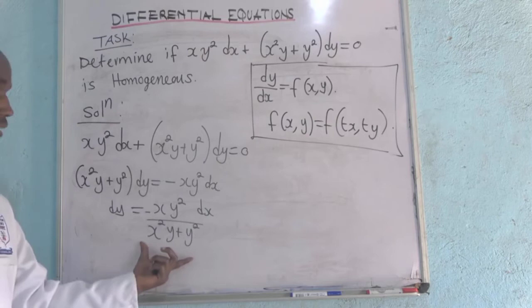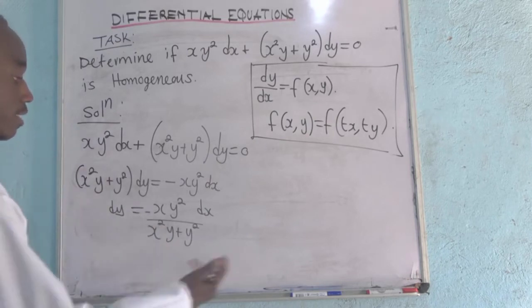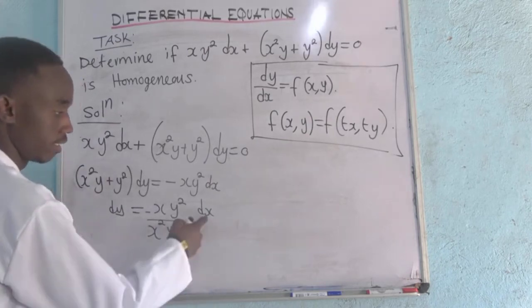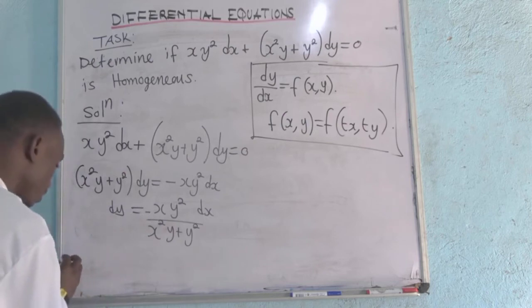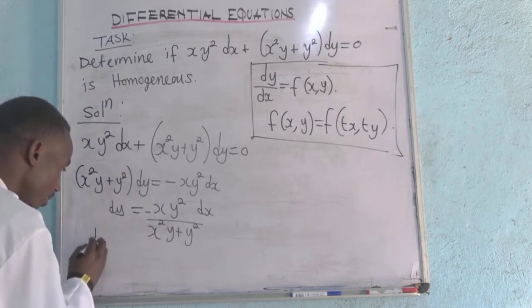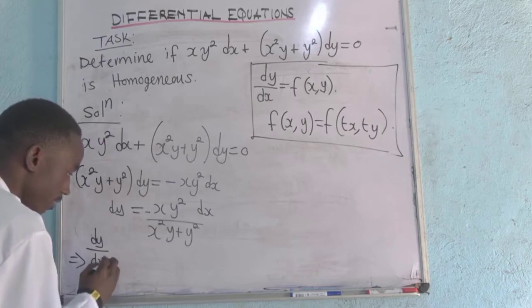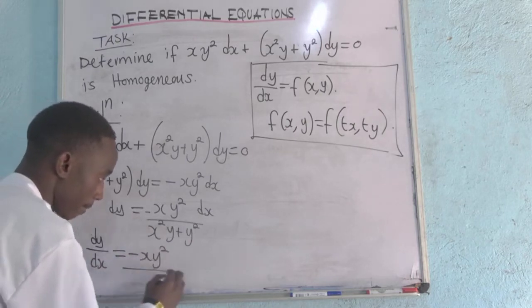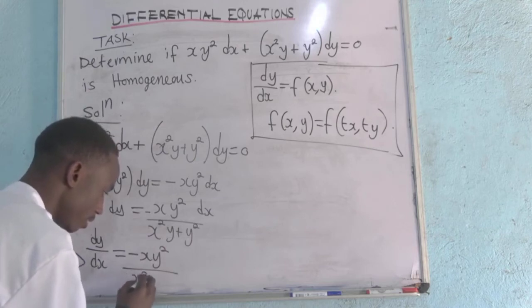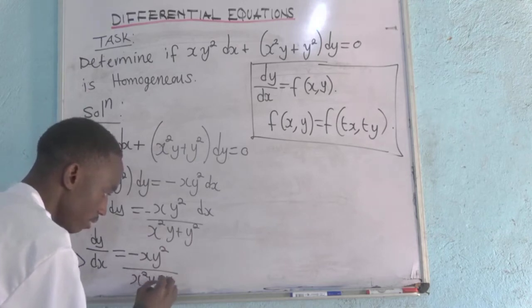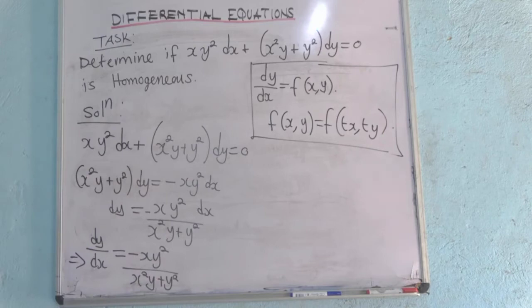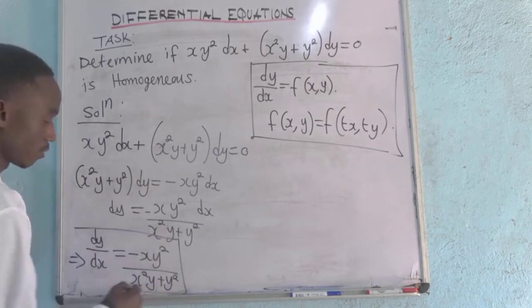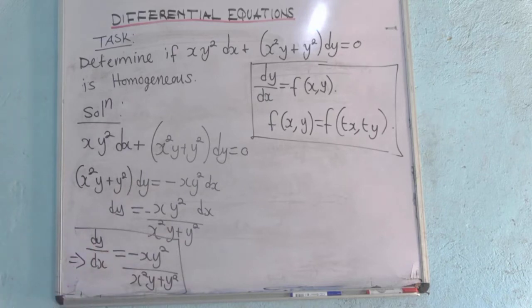So after what you have here, if this is okay, you can then divide through by dx, so that our standard form dy dx will then be equal to negative of this divided by x squared y plus y squared. I hope this is visible. So this is what you have as your standard form. So let me clear up some space here.